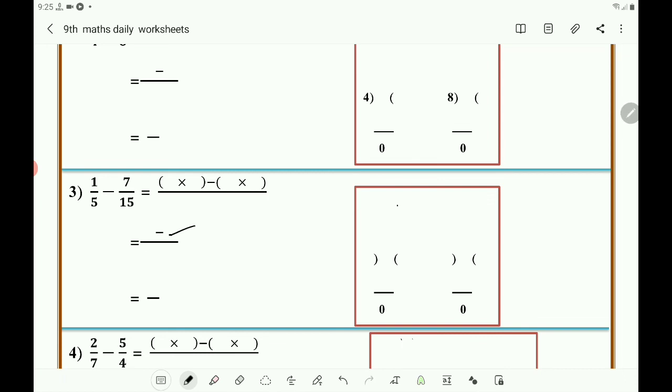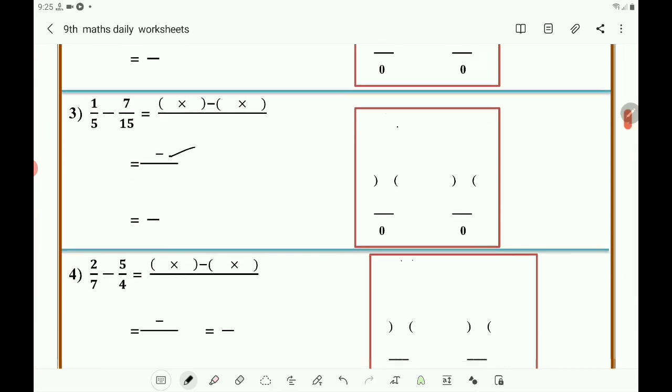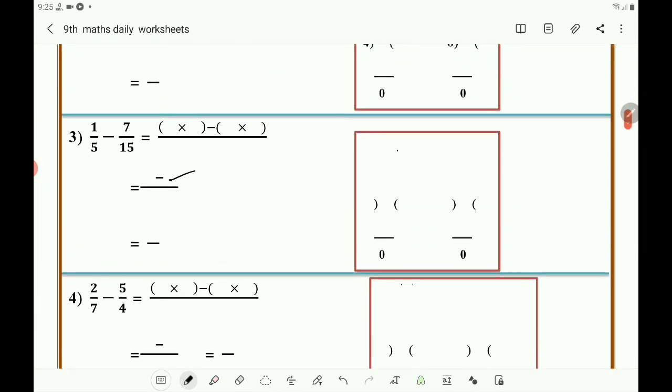And complete this. Next, 2 by 7 minus 5 by 4. Here also find the LCM of 7 and 4. After that, 2 into what? 5 into what? That you have to write. Here you write the LCM and subtract. In this way, complete this activity.